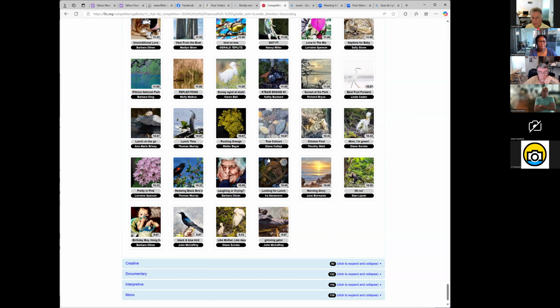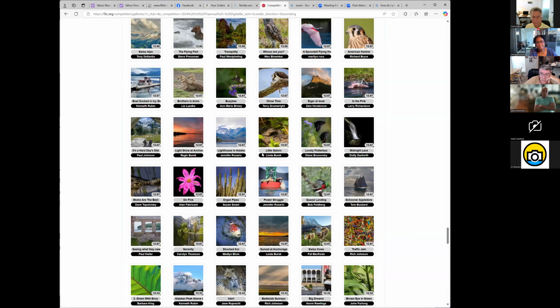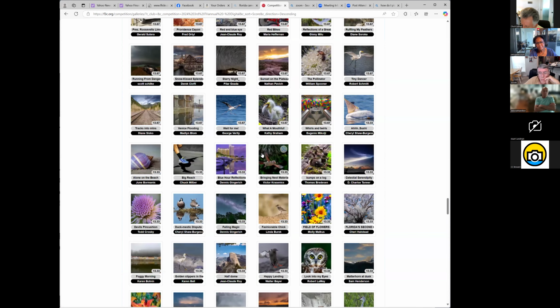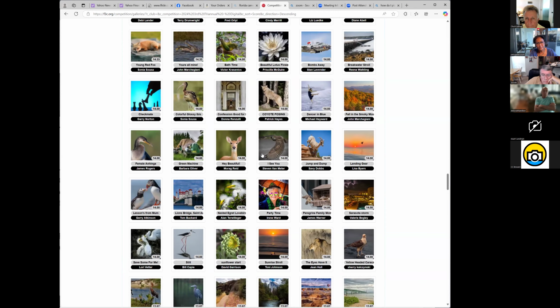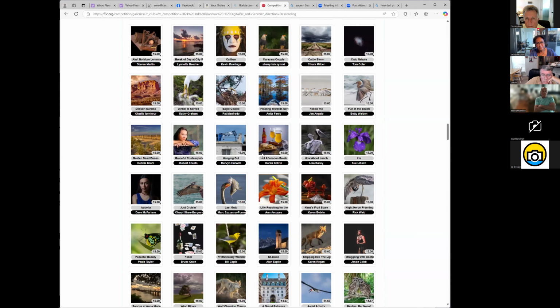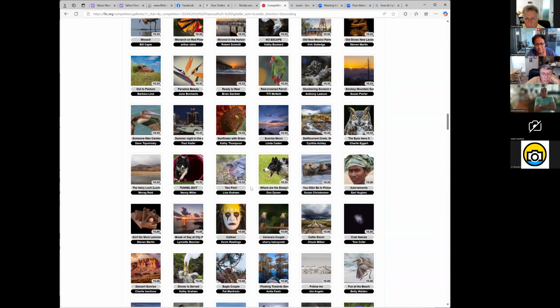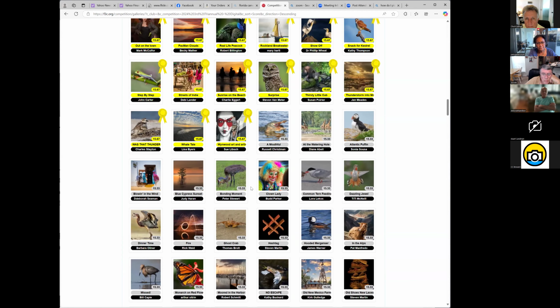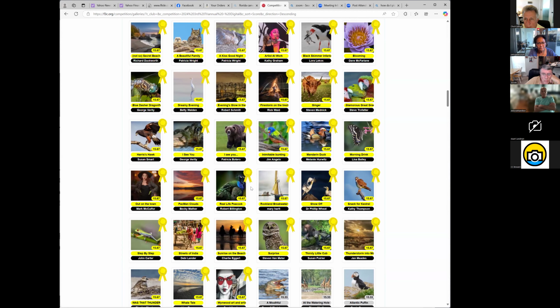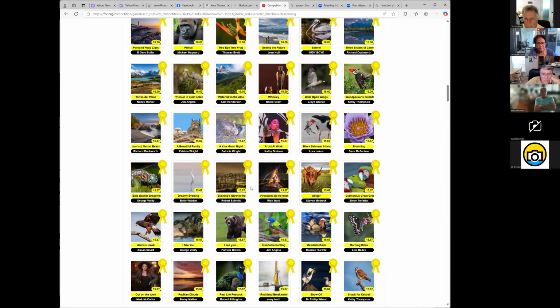A couple of things I wanted to show you on this page. Let me see if I can find it. I'm looking for a frog here. Let's look at two images that are very similar. I'll find it in just a minute.